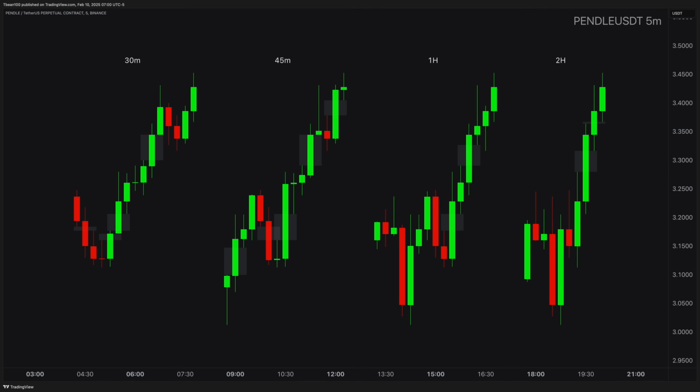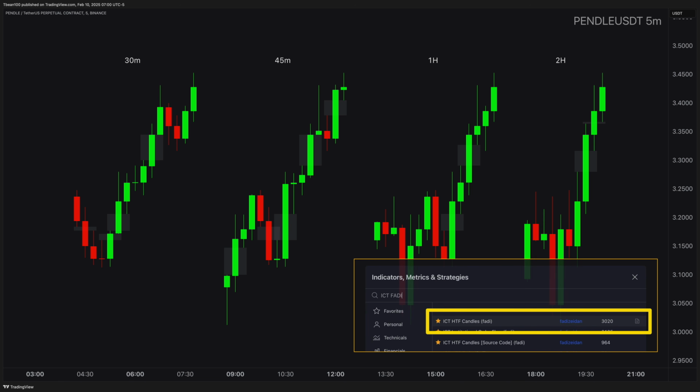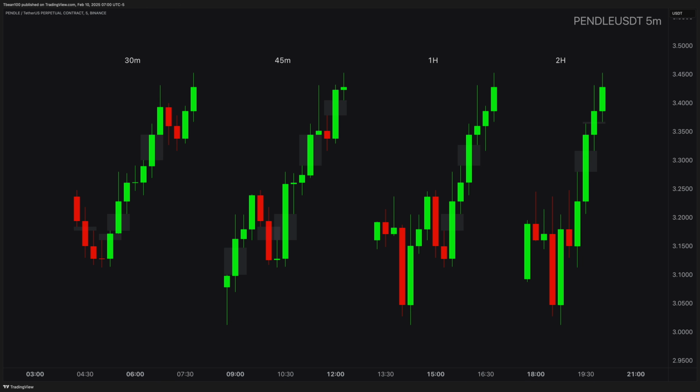Let's check out this quick morning trade practice with Pendle coin, one of the top gainers of the day. What you see here is our very simple indicator called the ICT High Time Frame Candles indicator, showing me the multi-time frames at once to observe the price in much better detail.